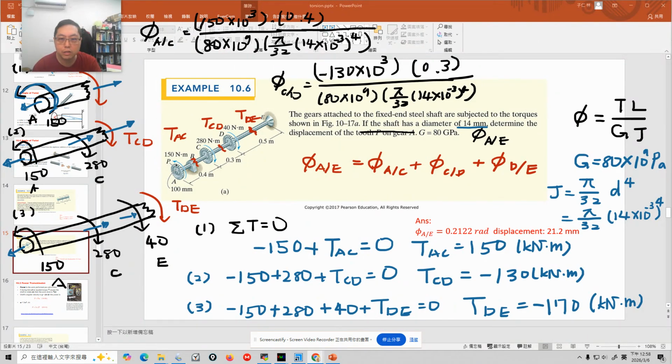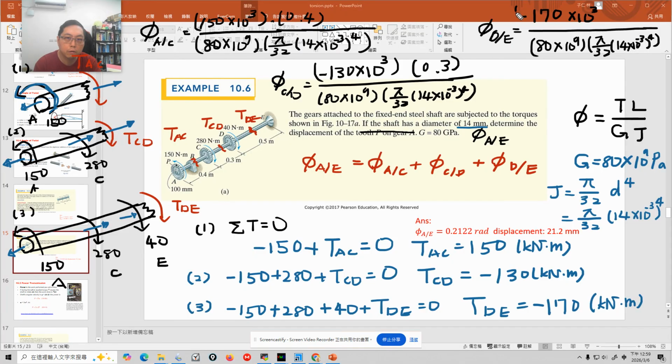Now what's the DE? It's on the same material, so the denominator is always the same in this problem. What's the torque DE? Torque DE is minus 170, and don't forget the 10 to the power 3. Don't forget the K. And what's the length for the DE? Length DE is 0.5.